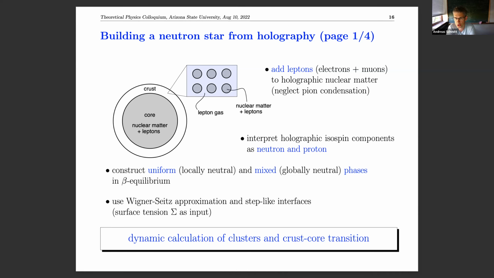And then they construct neutron stars as well. So the advantage here is that we have isospin asymmetry. So what we do now is we are, in a sense, ambitious and say, can we construct the entire neutron star from our holographic model? That's also different from other approaches where often the core, the densest part, is constructed from holography, and the crust or the low density regions are taken from traditional models.